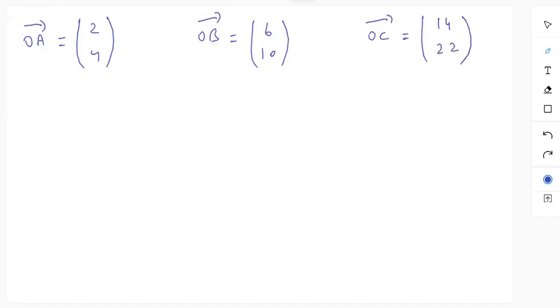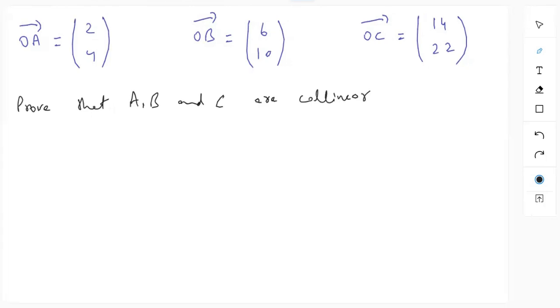I think it should work. 2, 4, 4, 4, 6, 6, 6, 6. Yeah. Okay. So let's say I've got 3 points. I've got 3 points, A, B, and C. उनके पोजीशन वेक्टर ऊपर आपको बताया मैंने. You have to prove that A, B, and C are collinear. We have to prove that these points are collinear.